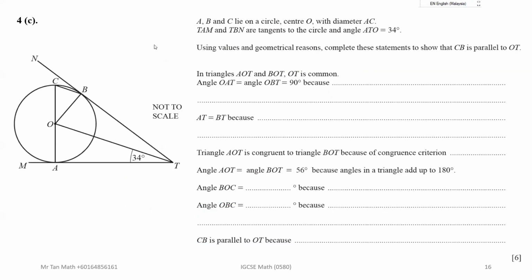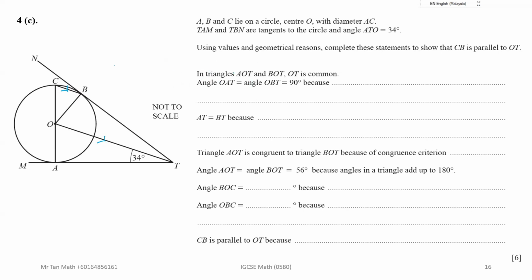For C, ABC lies on a circle centered O with diameter AC. TAM and TBN are tangent to the circle and angle ATO is 34. Using values and geometrical reasons, complete the statement to show that CB is parallel to OT. You need to prove that CB is parallel to OT.